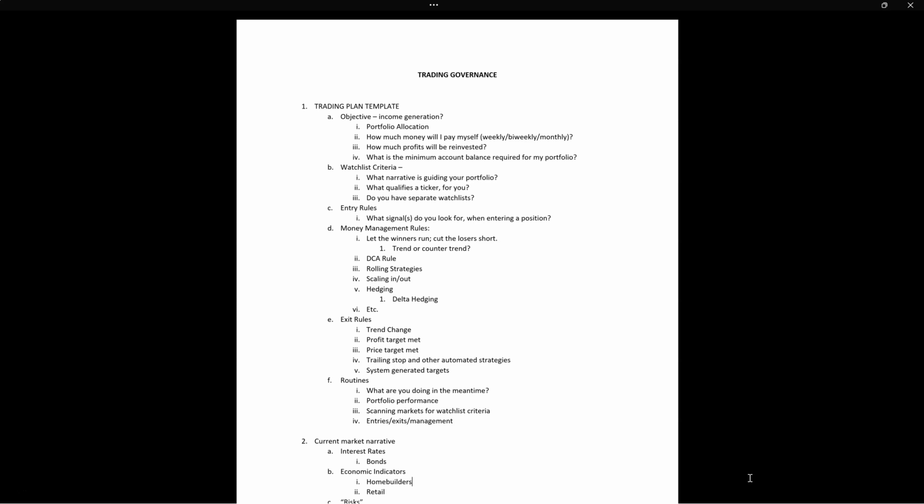So a very, very important thing to develop is your trading governance, and not just, oh, I developed it in my mind and it's in my mind. Write it down. Because when you write it down, you're less likely to forget it, more likely to follow it, and become a better trader.